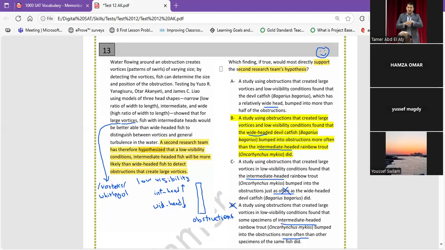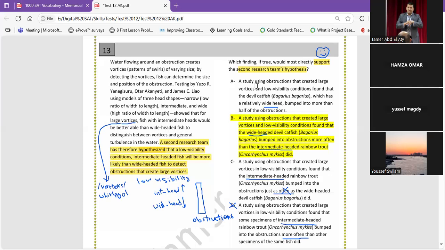Water flowing around an obstruction creates vortex patterns of swirls, whirlpools, of varying size. By detecting the vortex, fish can determine the size and position of the obstruction. Testing by Yuzo R. Yangusuru, Otar Akiniti, and James C. Liu, using models of three head shapes: narrow, low ratio of width to length, intermediate, and wide, high ratio of width to length, showed that for large vortices, fish with intermediate heads would be better able than wide-headed fish to distinguish between vortex and general turbulence in the water. And we said that the intermediate is better than the wide.